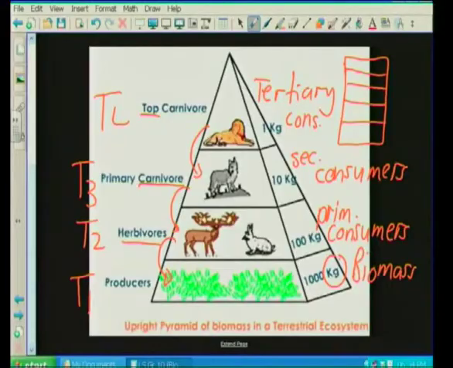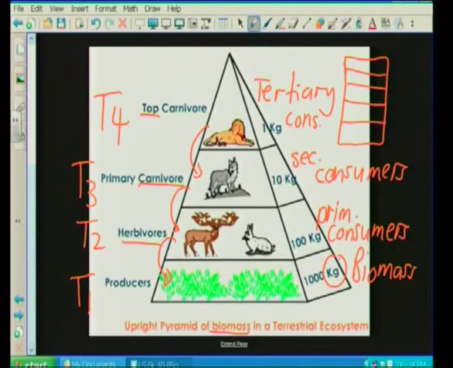Now, top carnivore means it's the last carnivore of this food chain, and that is in the T4 or trophic level 4. Now, to quickly summarize, we put a food chain in the formation of a pyramid. A pyramid can represent the biomass, as this one is representing in kilograms. We can do a pyramid of energy, and we can do a pyramid of numbers. That's all known as a food pyramid.